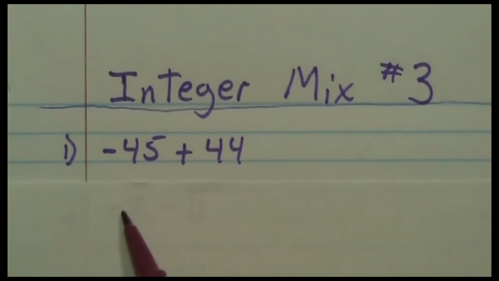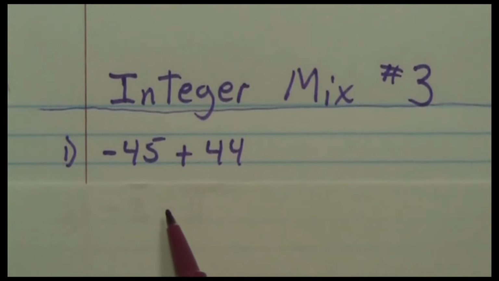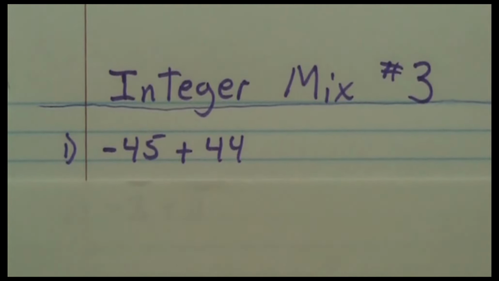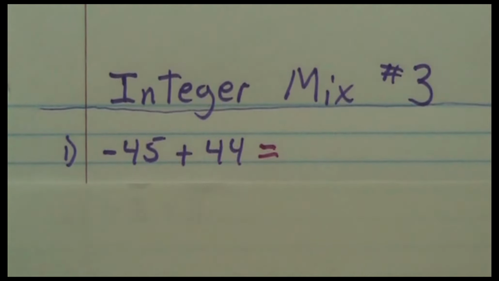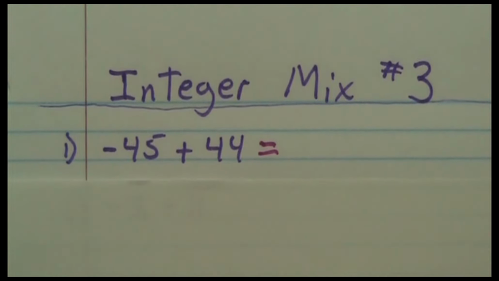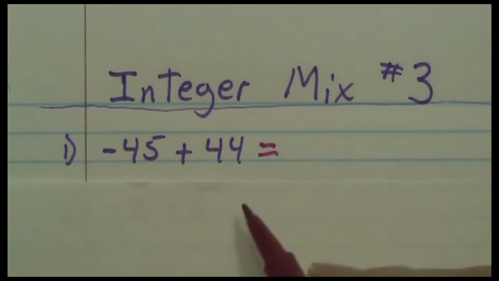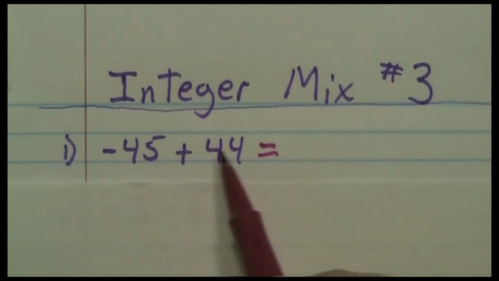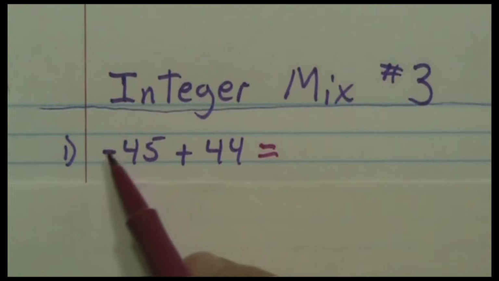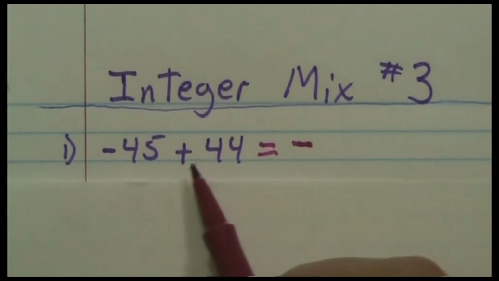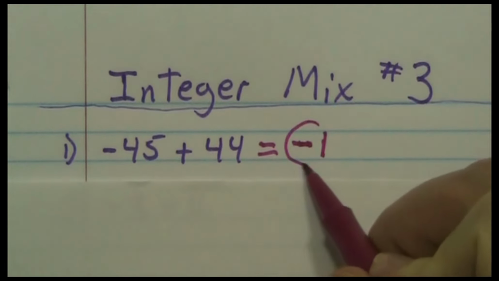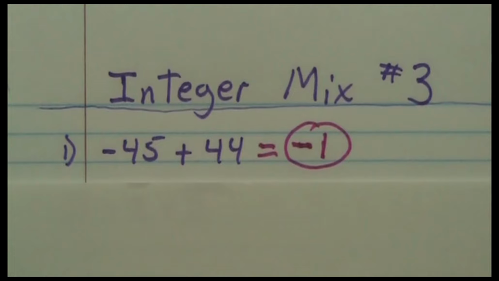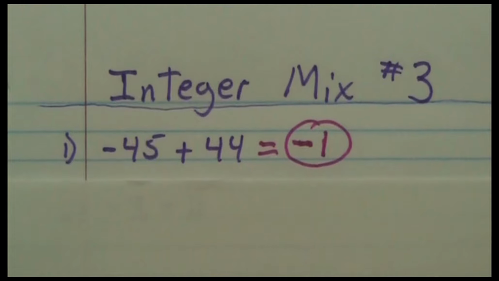Here's our first problem. Negative 45 plus 44. See if you can answer that. What you should find is that they're different, right? So you need to subtract them. There's more negative. The answer is going to be negative. And there's one more negative than positives. So if they're different signs, you just subtract them. And there's more negative.